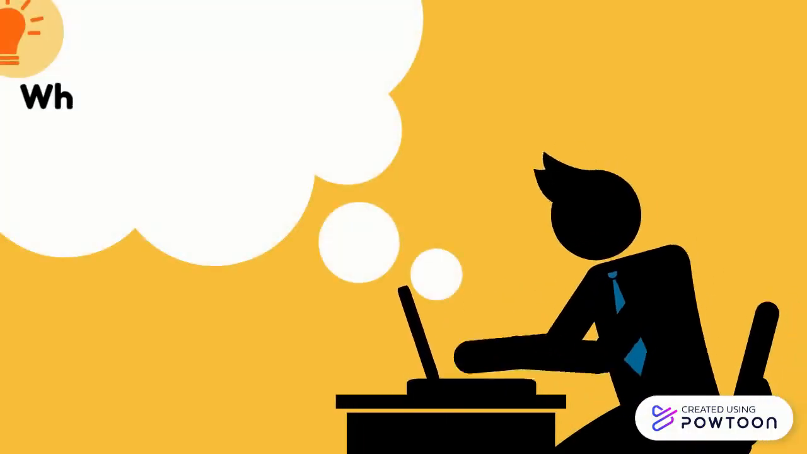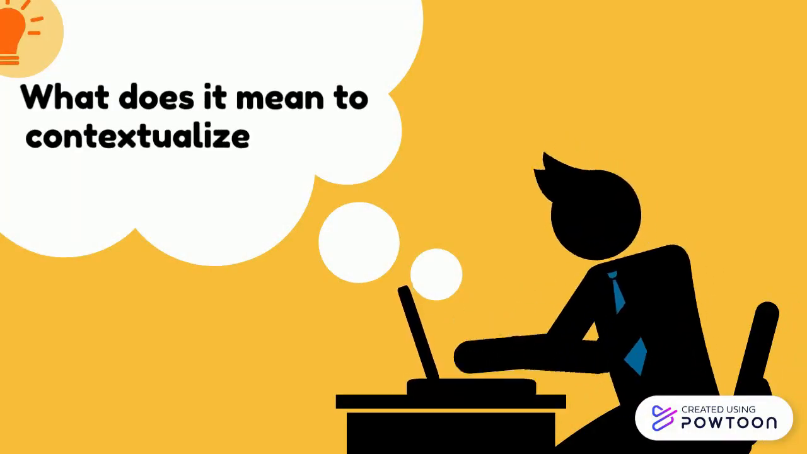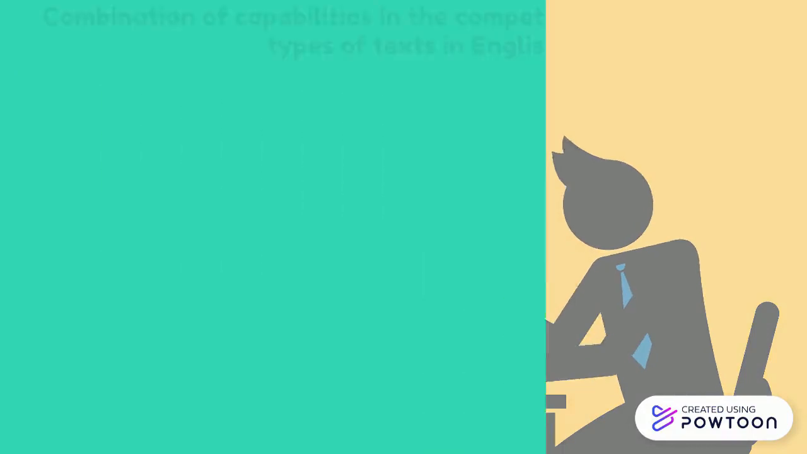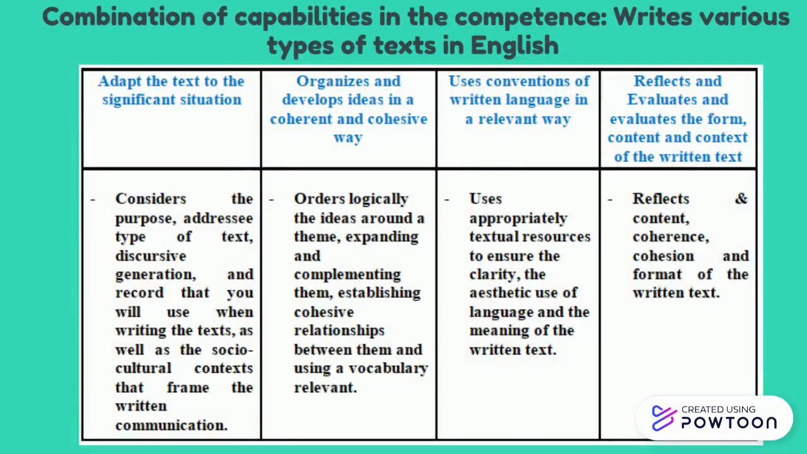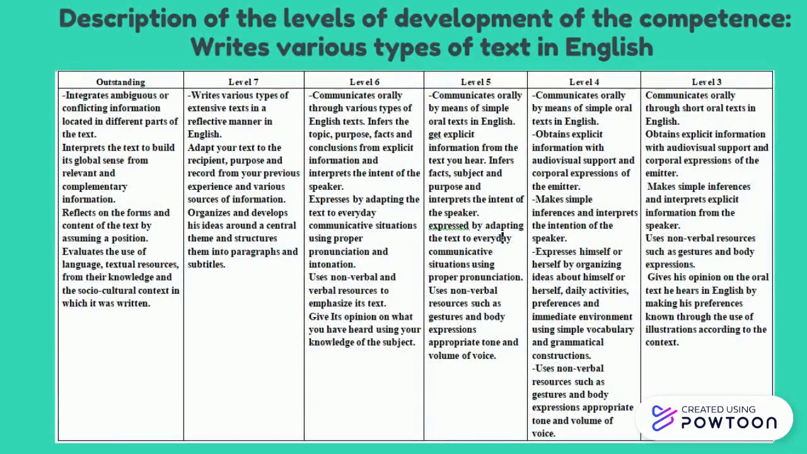What does it mean to contextualize and adapt a capability? According to Minedu, it is used to modify the knowledge of the capacity, trying to persist and dose it for adequate work in the classroom. For example, here we can see a combination of the capabilities in the competence of reading. And also, the levels of development or standards must be considered.